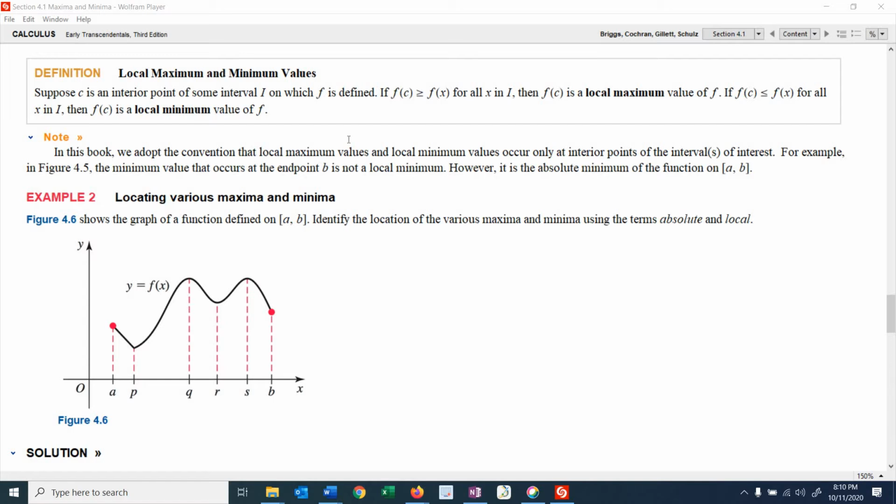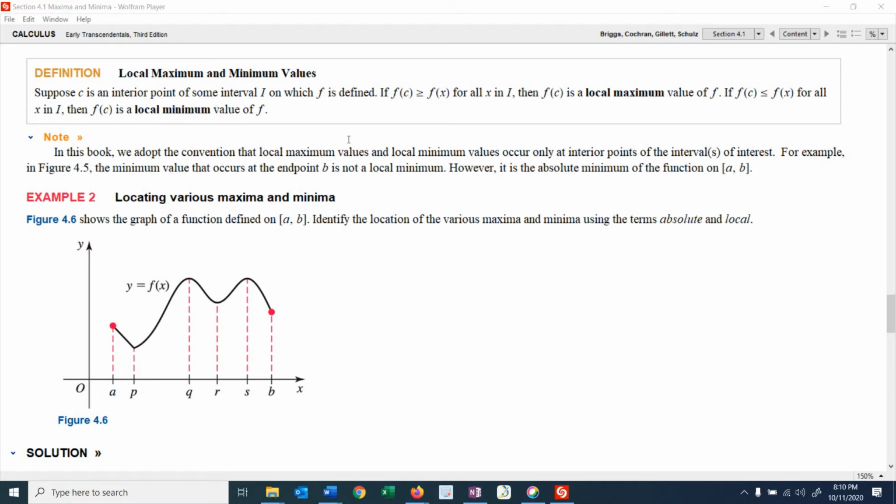Suppose C is an interior point of some interval I on which f is defined. If f of C is greater than or equal to f of x for all x in the interval I, then f of C is a local maximum value of f. But if f of C is less than or equal to f of x for all x in I, then f of C is a local minimum value of f.